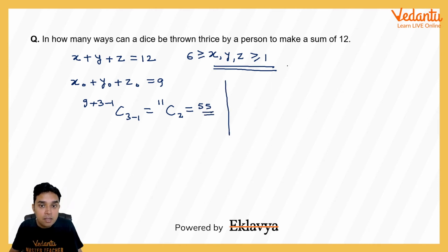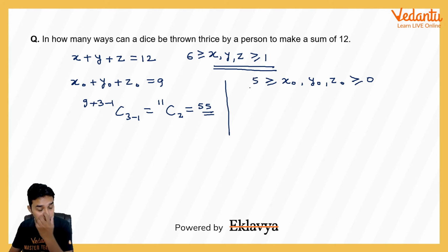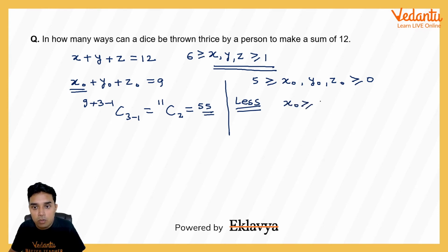Why is it not the answer? Because if we have taken x0, y0, z0 this way, our condition on x0, y0, z0 will be greater than or equal to 0, but they will also be less than or equal to 5. So those solutions in which x0 takes the value 6, 7, 8 or 9, we don't have to accept them as a solution, because x0 has to be less than or equal to 5. Then what is to be done? Please understand. We will be subtracting those cases in which x0 is greater than or equal to 6.